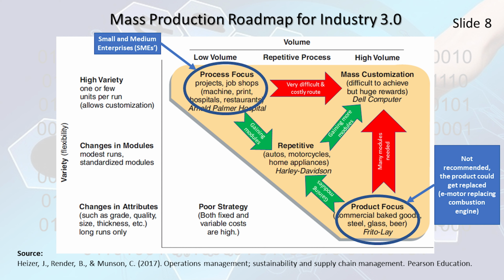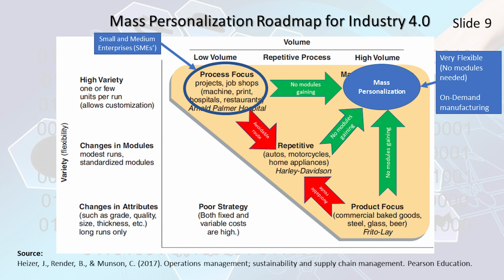In Industry 3, product focus production must gain production modules to become repetitive production type to be able to reach the goal of becoming fourth type production. Repetitive production must gain more production modules to be able to jump from second type production to the fourth type production. Okay, let us reveal the Industry 4 magic.